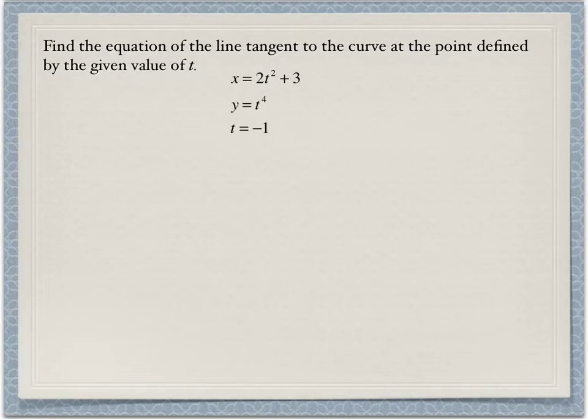All right, so here's our problem here. Find the equation of the line tangent to the curve at the point defined by the given value of t. So again, this is a little bit different because we have an x equals equation, a y equals equation, the variables there are t's, and we're given a certain point where we want t to begin with here.